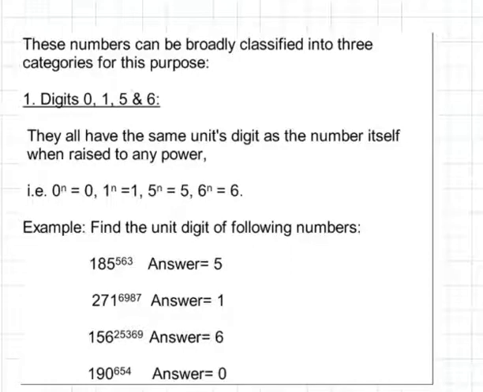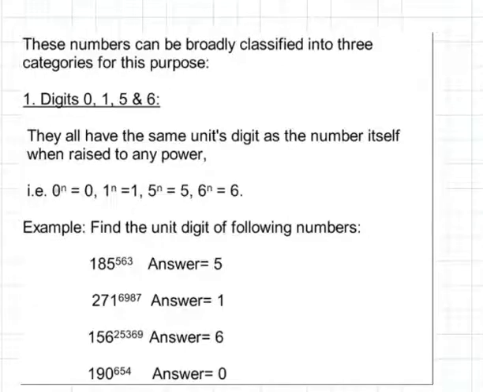These numbers can be broadly classified into 3 categories. As I said, we look at the units digit, that is the last digit. We are going to see numbers ending in 0, 1, 5 or 6 raised to any power, and how the number changes. That is one category. The other category is 2, 3, 7, 8. Then one more category is 4 and 9. We'll see them one by one.